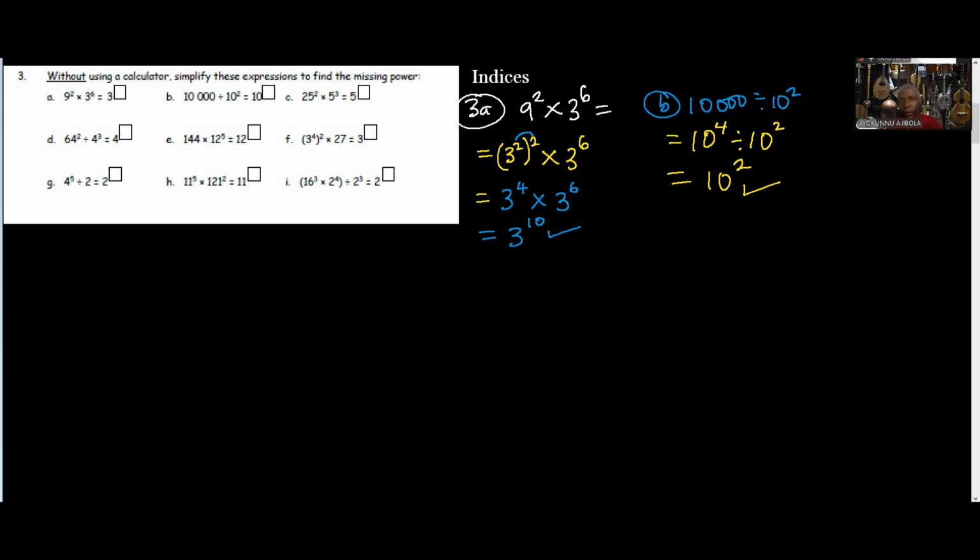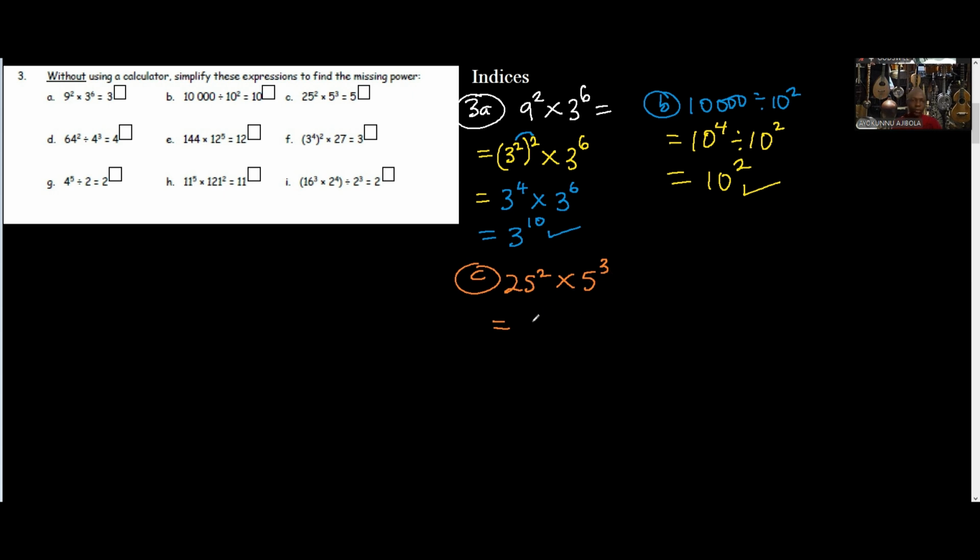Okay, let's look at the next one. Option C. We have 25 raised to power 2 times 5 raised to power 3. Then they said it should give us 5 raised to power something. Good. We will not write that, but we'll work towards it. That means both of them should be 5. This is not 5, it's 25, but this is 5 already.